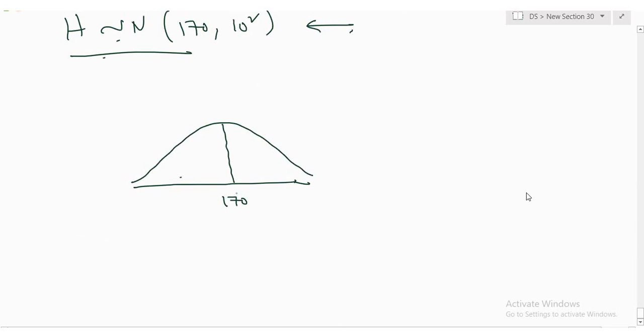170, because this is the mean. Yes or no? This is the mean, right? So this is how much? Let's say 180, or 175. I want to understand what this area is. Strictly speaking, how should I solve this problem?